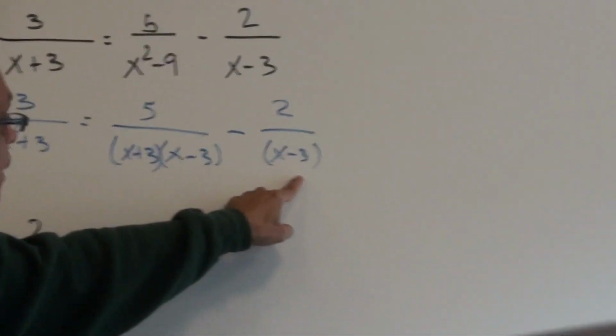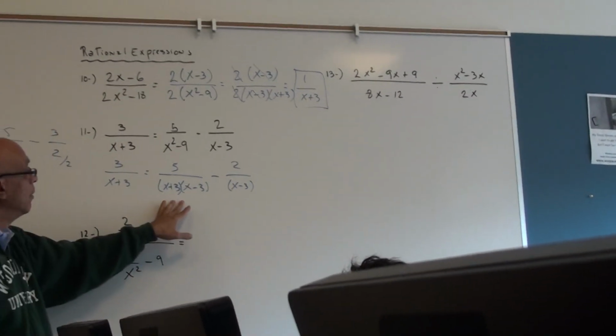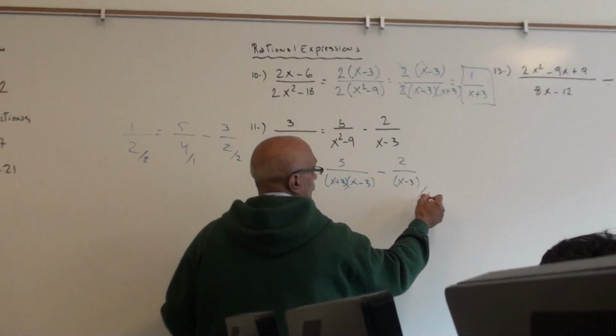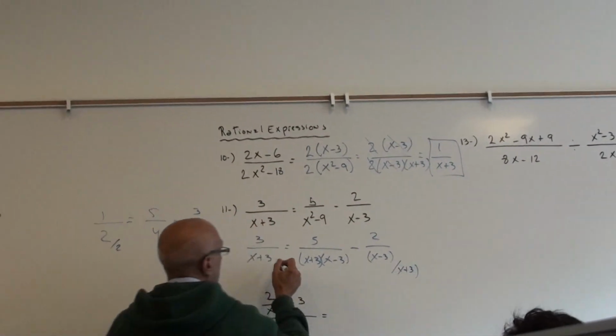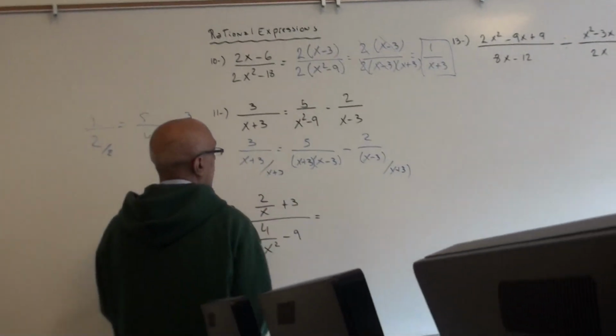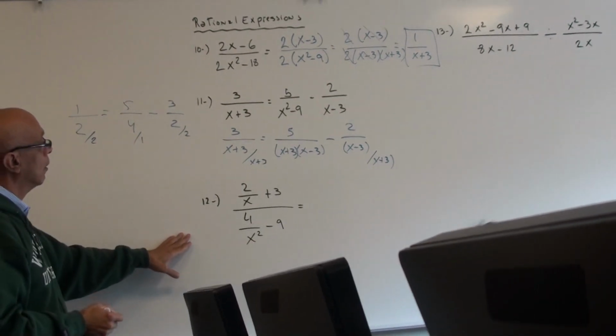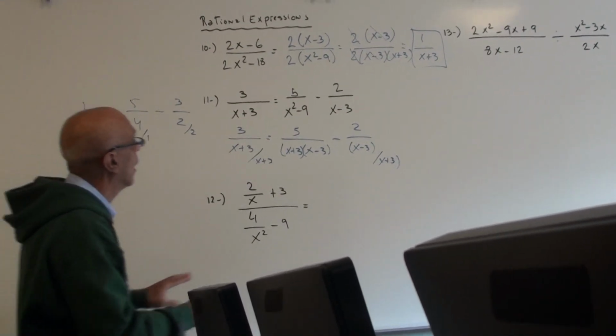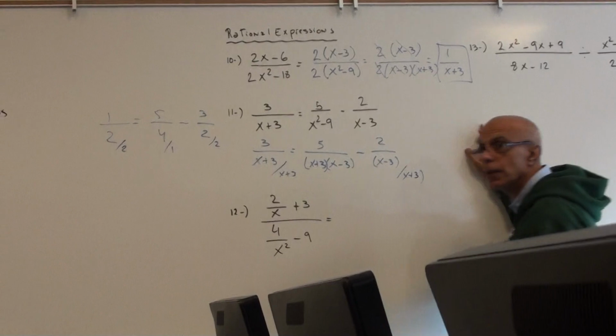So what is missing here? Another 2, right? I need to multiply by 2. Here I need to multiply by 2. Here I multiply by 1. So here's the same thing. Here I need to multiply by x plus 3. And here x plus 3. Okay? So let's do that. I'm going to do that here. All right?